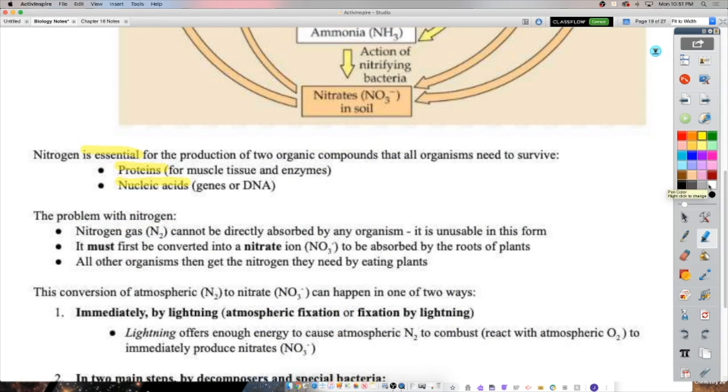So you may have heard that 70% of our atmosphere is actually nitrogen. Great, okay, we got all the nitrogen we need, no worries. Except there's a problem. The nitrogen gas that's in our atmosphere, N2, atmospheric nitrogen, cannot be absorbed by any organism. Any type of organism, producer, consumer, doesn't matter. Nobody can just breathe in nitrogen and use it for life functions. It's unusable in that form, okay?